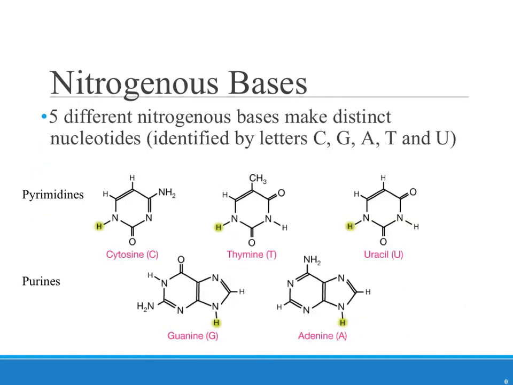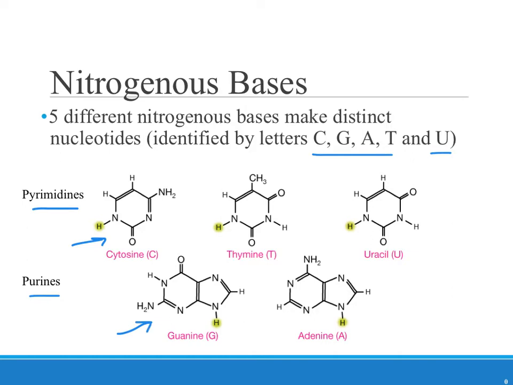The nitrogenous bases come in 5 different types, and so they make 5 different nucleotides. And we use the letters C, G, A, and T along with U to distinguish those different nucleotides. These 5 bases can be further divided into 2 groups, the pyrimidines and the purines. And you can see in structure, excuse me, the pyrimidines have just a single ring structure where the purines have a double ring structure.